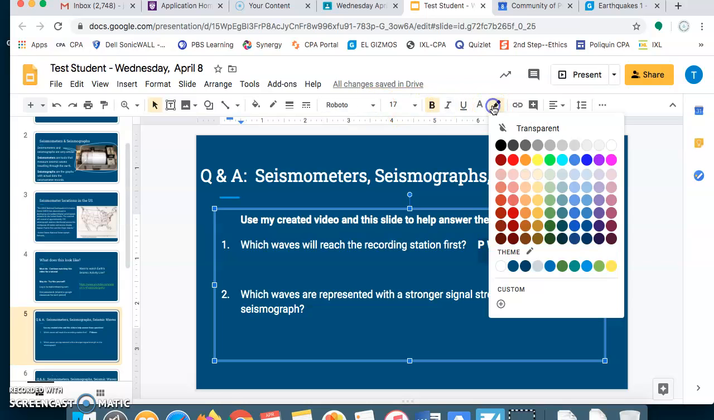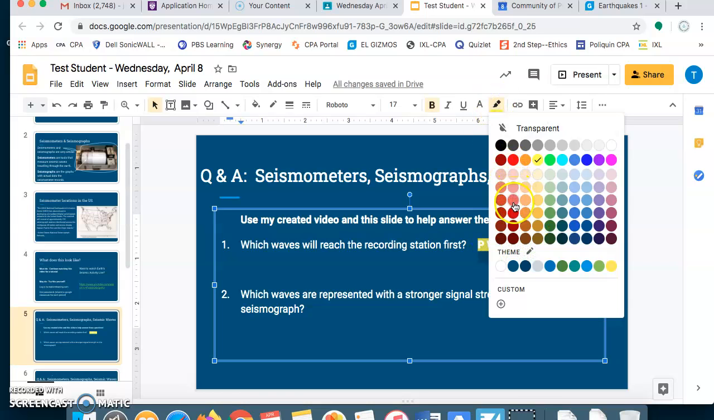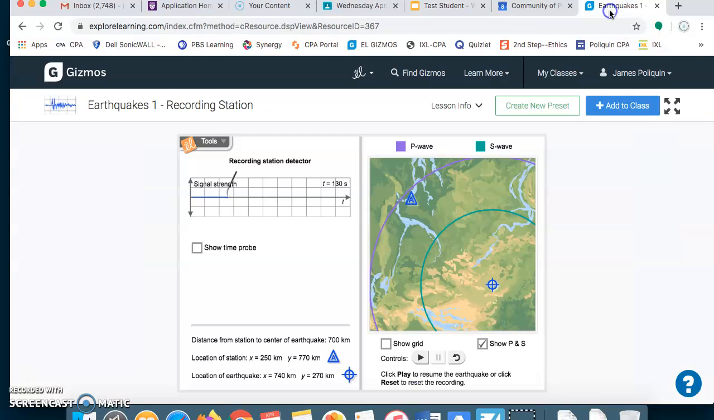You changed the text color or the highlight color, so then it was whoa, do not do yellow. That is impossible to see. You changed the highlight color so then I could see your answer very clearly. Okay, so if you can continue to do that, that would be fantastic. That'll help me, that'll help Miss Jones, that'll help Miss Olson, that'll help anyone who wants to come in and check our work. So great, the P waves reach the station first.